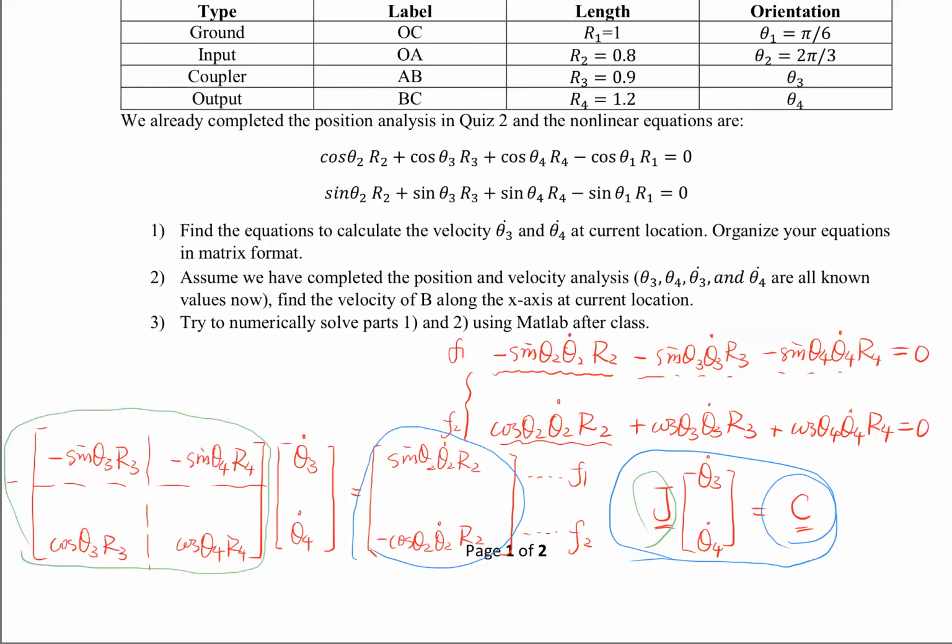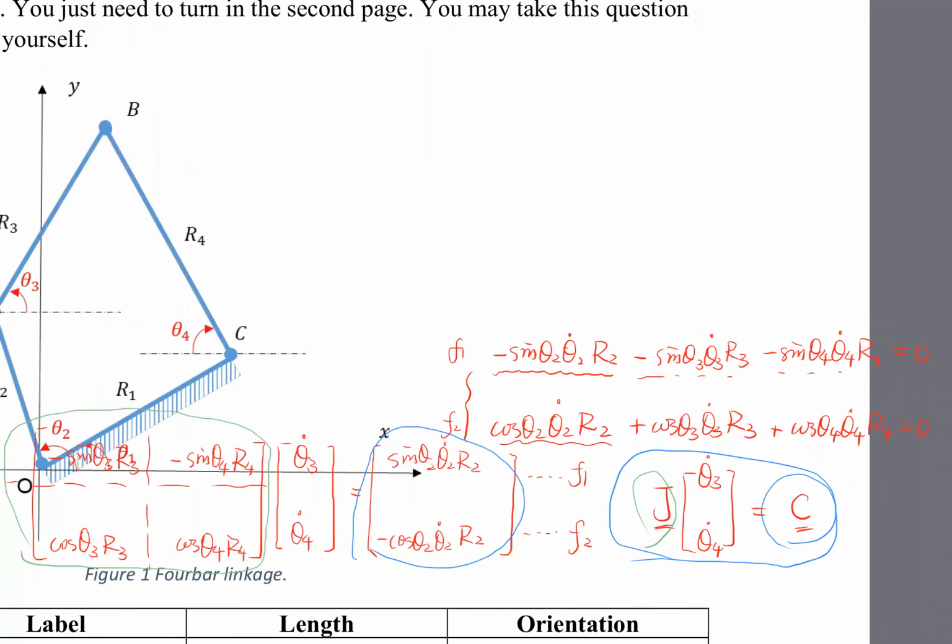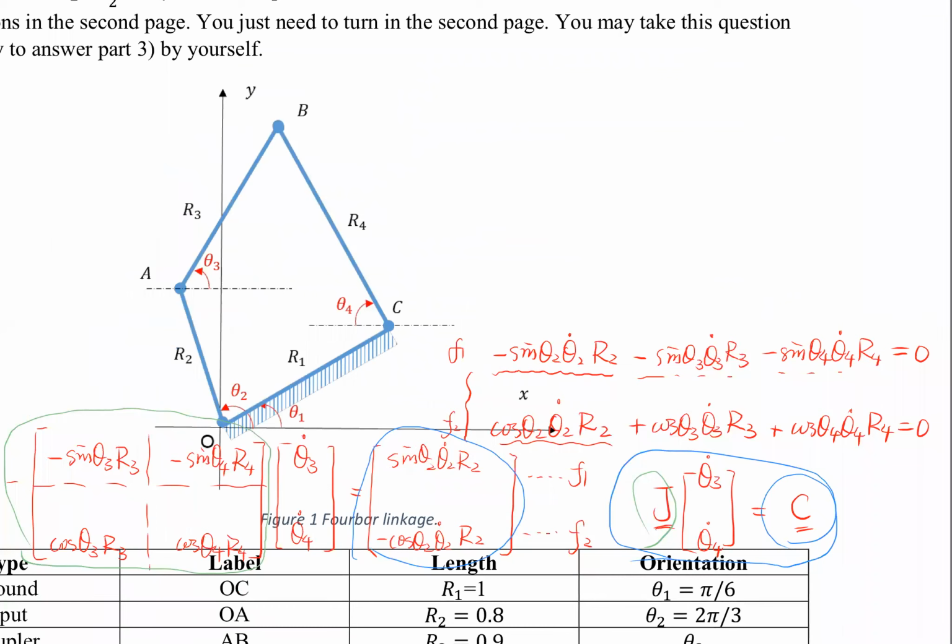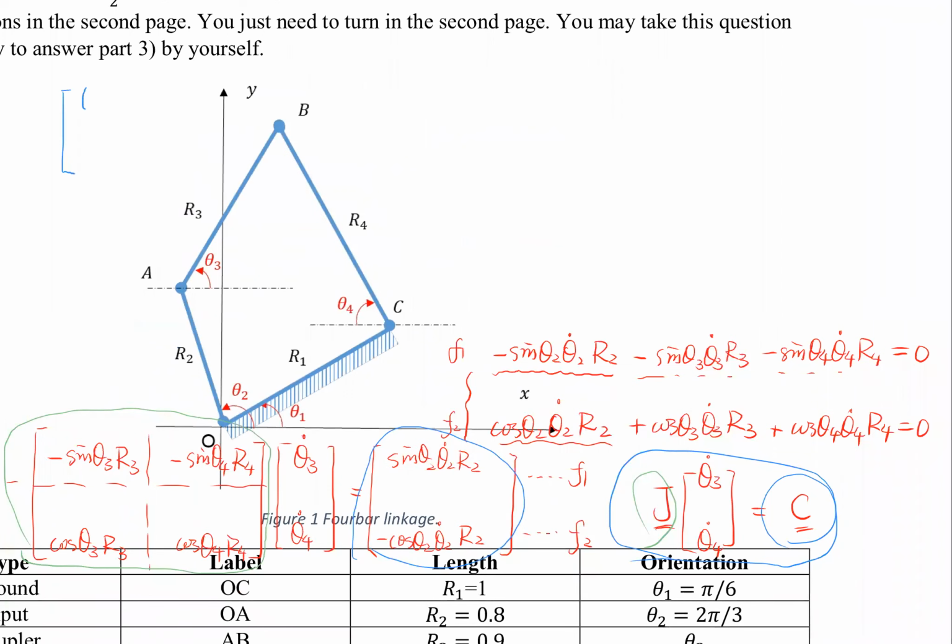The acceleration you can directly calculate from these. In order to calculate acceleration, we need to find theta 3 double dot and theta 4 double dot. Those are the only two unknowns we don't know, and we name these x double dot. You can also name the velocity column vector, theta 3 dot and theta 4 dot, as x single dot. So from this matrix equation, you have J times x dot equal to C.